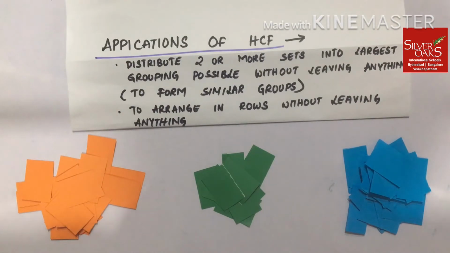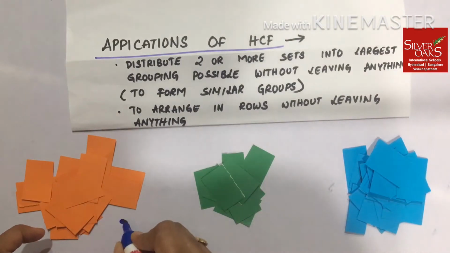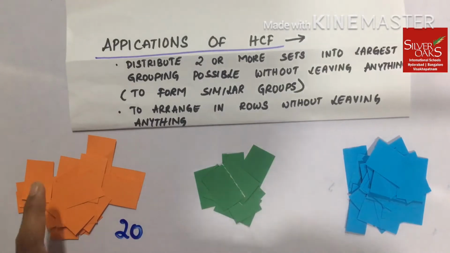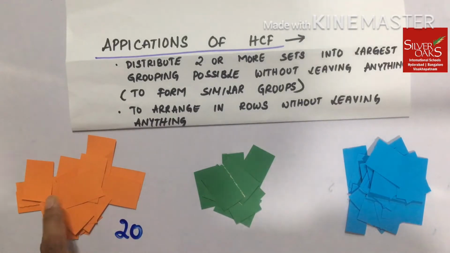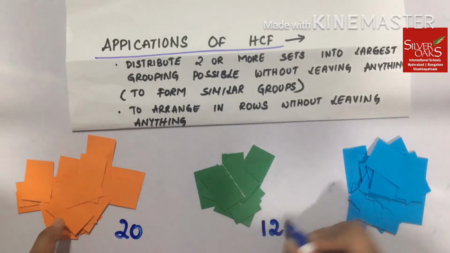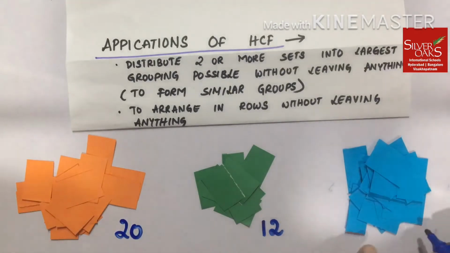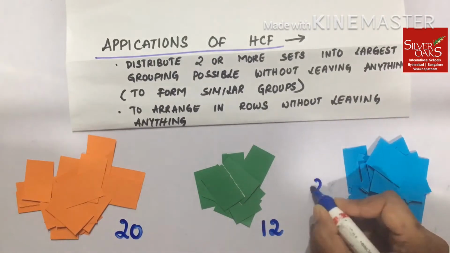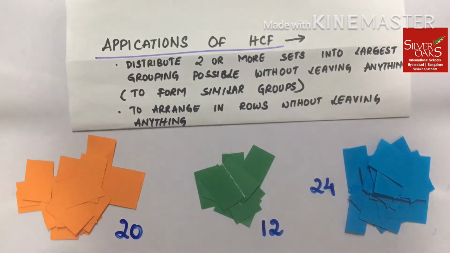Pause the video at this stage and take any 3 color papers that you have at home and keep the count ready. You need 20 strips of your first color, 12 strips of your second color, and 24 strips of your third color.